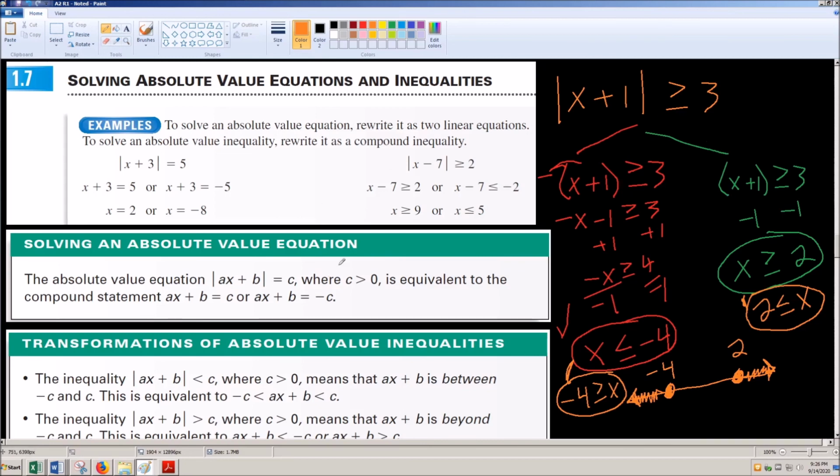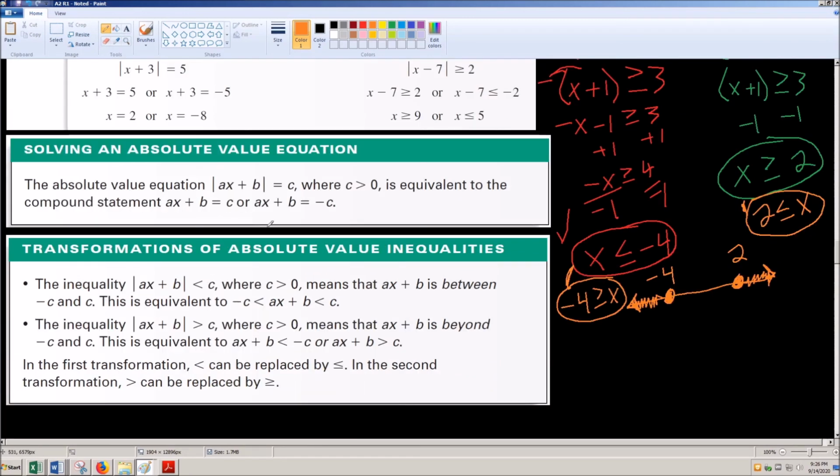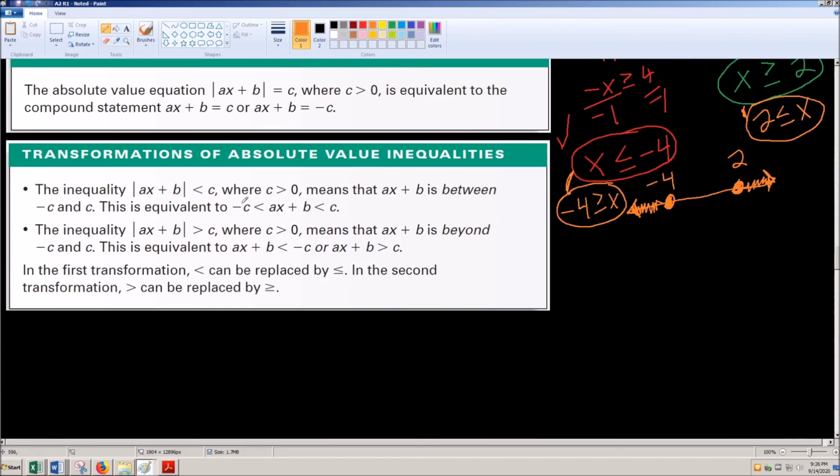So when we're solving these things, we're going to follow these steps. It's going to have one positive, one negative version. And when we're looking at transformations of absolute inequality, this is basically what we're talking about when we talk about doing, okay, well, what if I wanted to say, I'm within a certain range, I'm going to have my absolute value is less than a value. Or if I want to say I'm outside of a certain range, I'm going to say greater than a certain value.